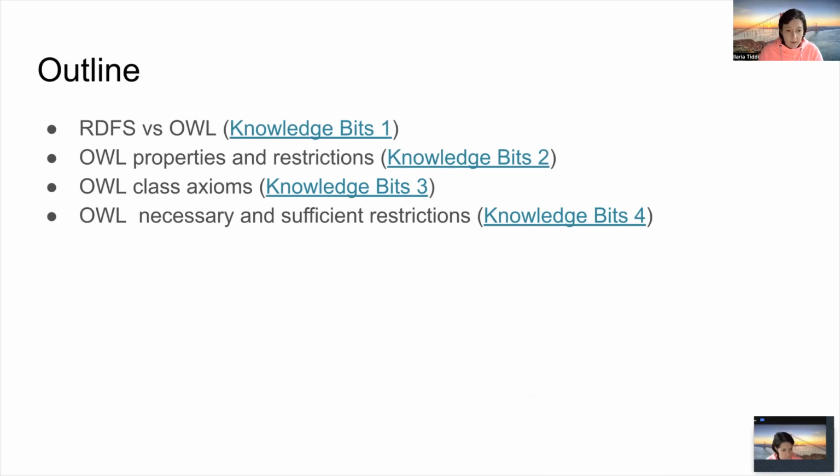Just to give you an outline of the course, this class is mostly divided in 4 parts. We will be briefly discussing the differences between RDF, RDFS, and OWL, and then we will dive into OWL specifications like OWL properties and restrictions, class actions, and necessary and sufficient conditions.